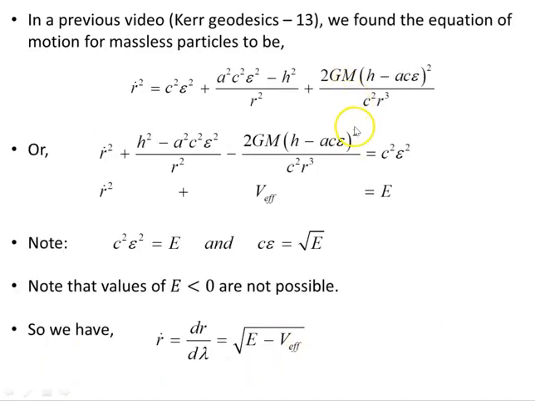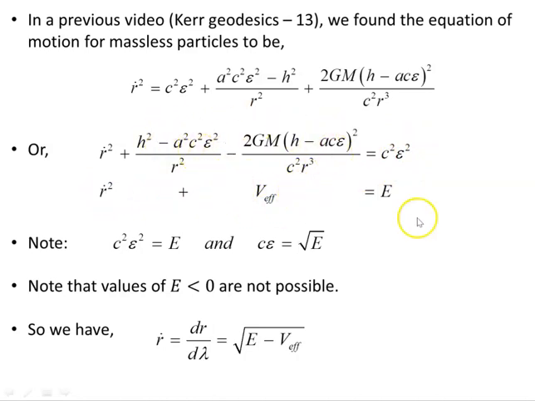Okay, so that was all, by the way, in Boyle-Lindquist coordinates. Now, in the previous video, back in Kerr geodesics 13, we found the equation of motion for massless particles to be r dot squared, it's all of this. Rewriting that, r dot squared plus this bit here is equal to these constants here. We get r dot squared plus an effective potential term right here.